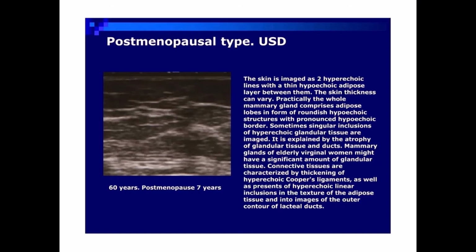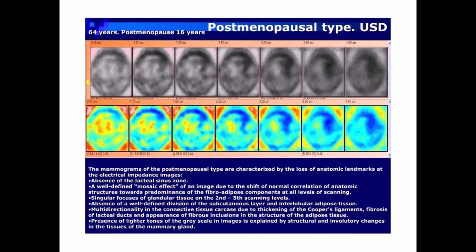Mammary glands of elderly virginal women might have a significant amount of glandular tissue. Connective tissues are characterized by thickening of hyperechoic Cooper's ligaments, as well as presence of hyperechoic linear inclusions in the texture of the adipose tissue and into images of the outer contour of lacteal ducts. Postmenopausal type, ultrasound. 64 years.